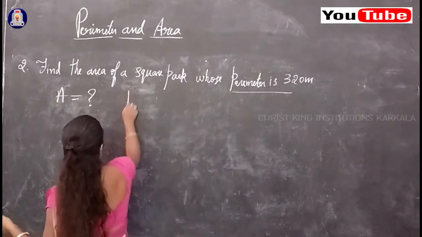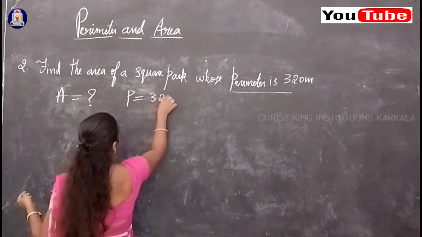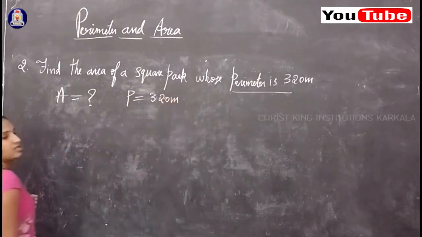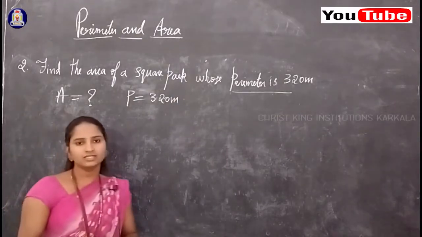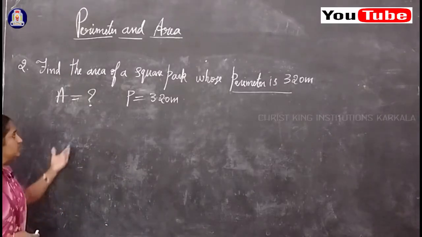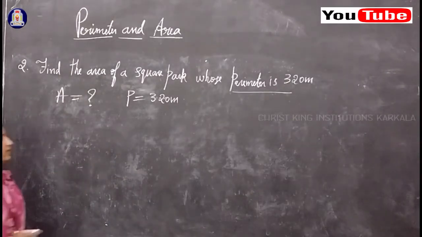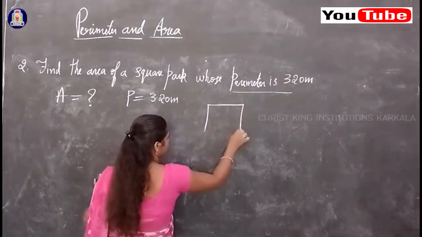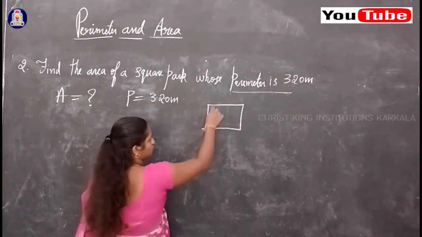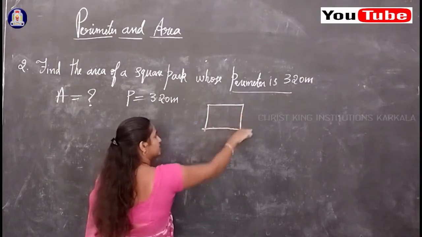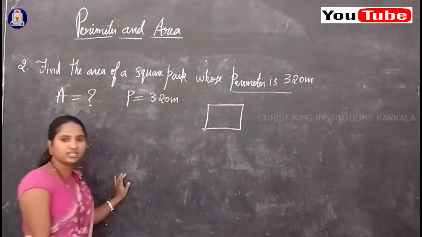So perimeter is how much? 320 meter. So perimeter is given, but we have to find the area of a square. So by using this perimeter, we can find the area of a square. Okay. So you know the shape of square, 4 sides. Do you know the sides of the square? We don't know. Total it is given. Length of all the 4 sides is 320 meter.